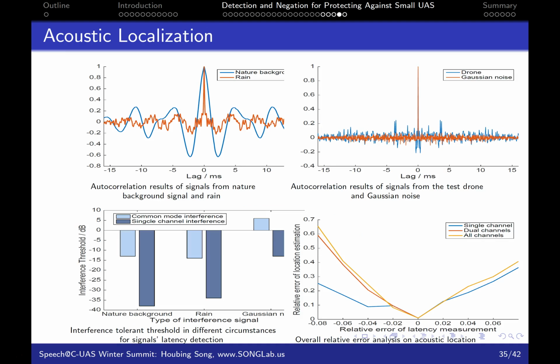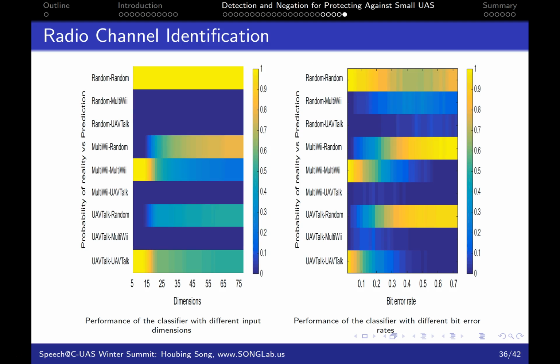So the next one is our acoustic localization. We showed the autocorrelation results of signals from natural background and rain, autocorrelation results of signals from the test zone and the Gaussian noise, interference tolerant thresholds in different circumstances for signal latency detection, and overall relative error analysis on acoustic location.